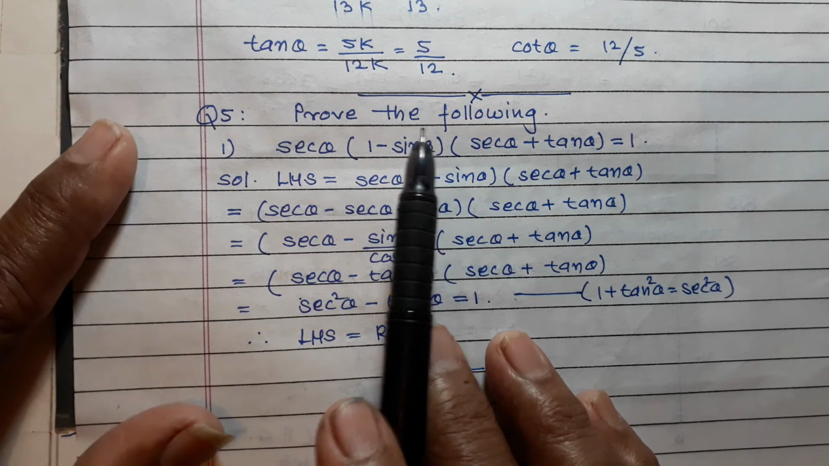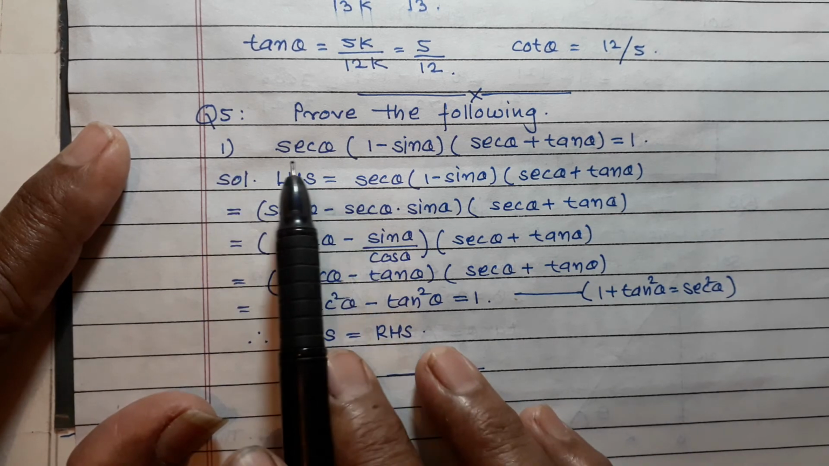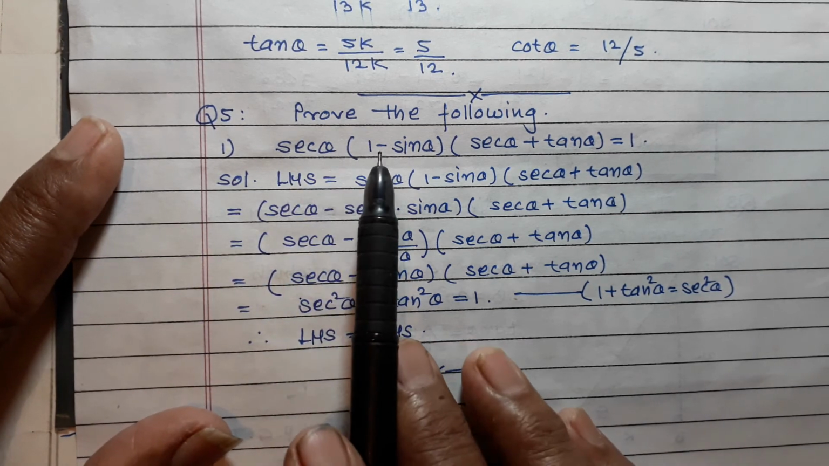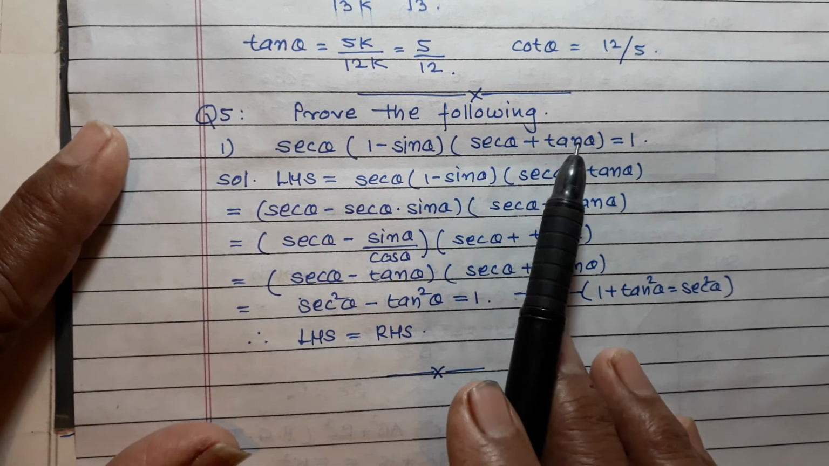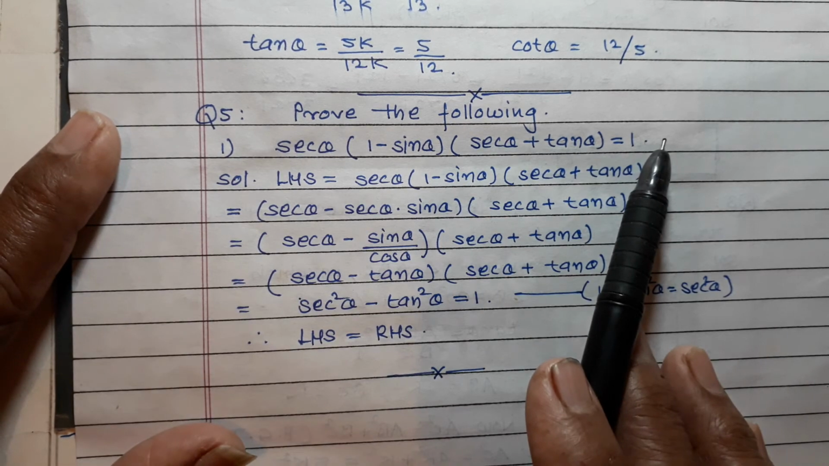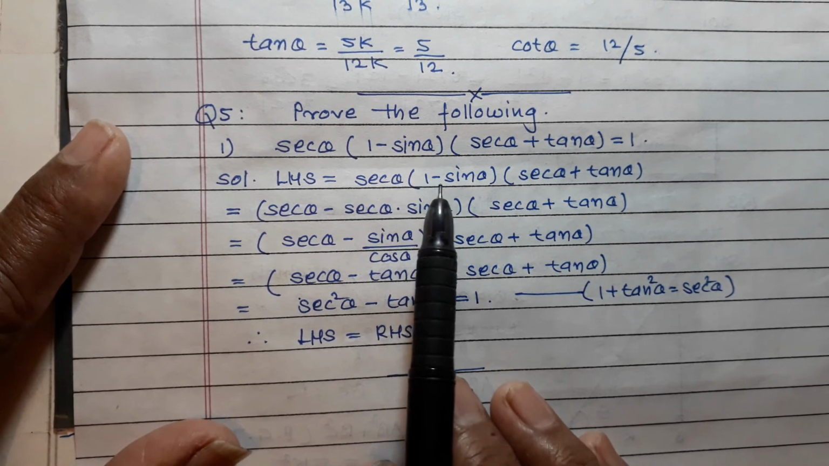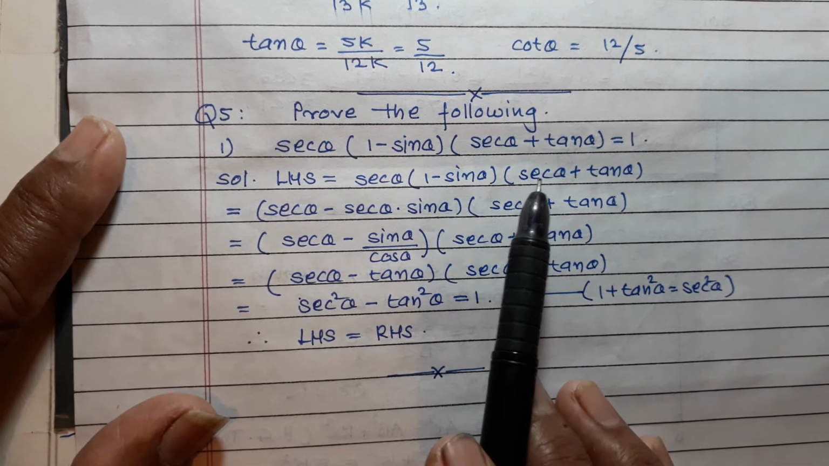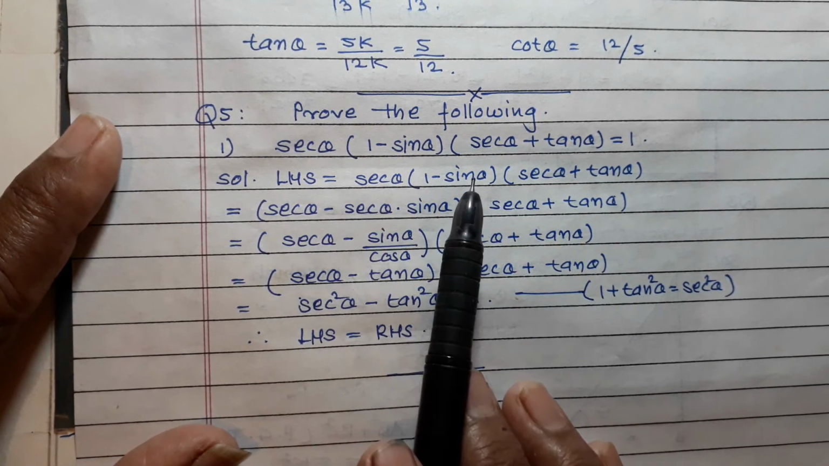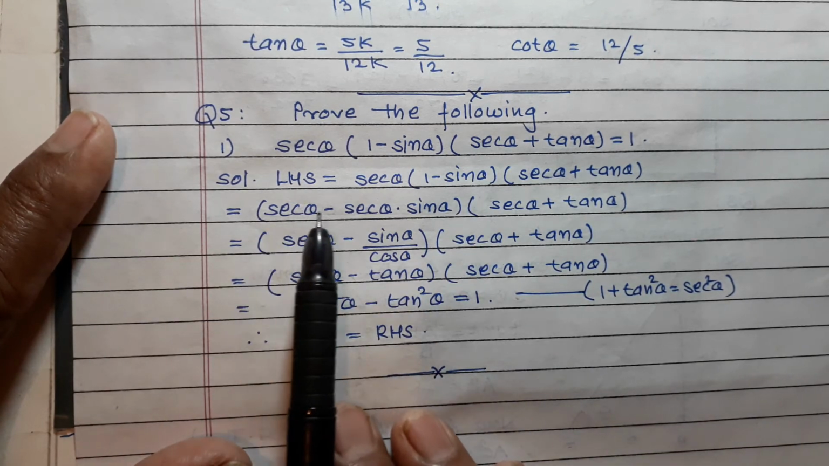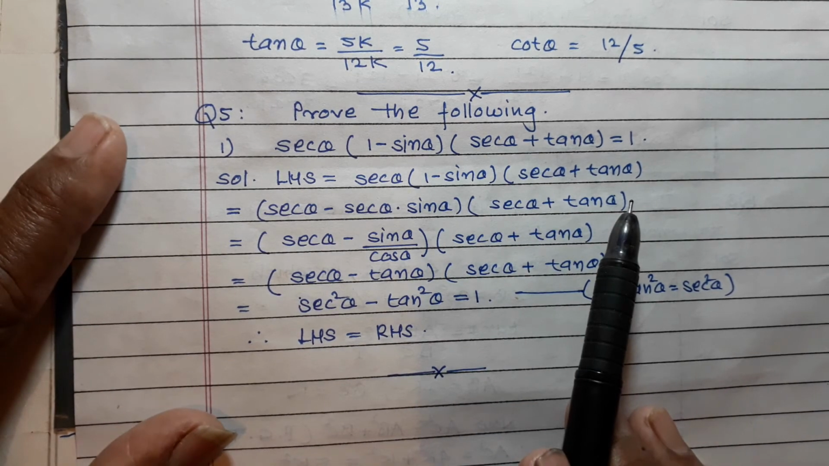Prove the following. Now question number 1. Sec theta into bracket 1 minus sin theta into bracket sec theta plus tan theta is equal to 1. So solution. Left hand side is equal to sec theta into bracket 1 minus sin theta into bracket sec theta plus tan theta. Now simplify this. So this into this you do it. So therefore sec theta minus sec theta into sin theta into bracket sec theta plus tan theta.